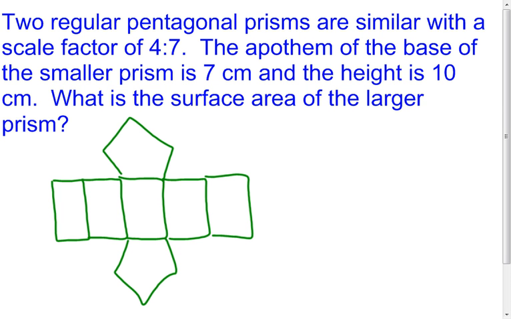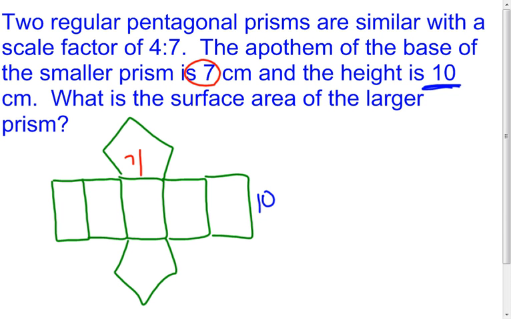So what I need to do is find the surface area. If I could find the surface area of this one, I could use that to then find the surface area of my larger one. So what I know is the apothem of the base is 7, so that's the apothem of my pentagon, and I know the height of the prism is 10. Well, that height is going to be right here.